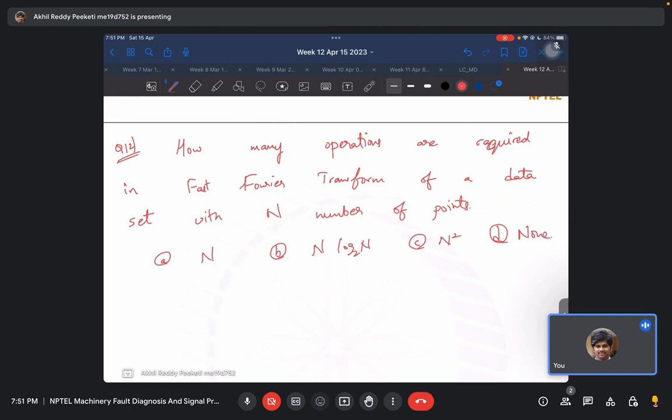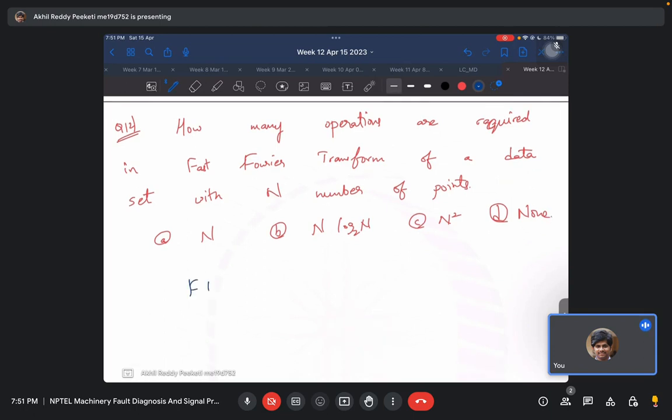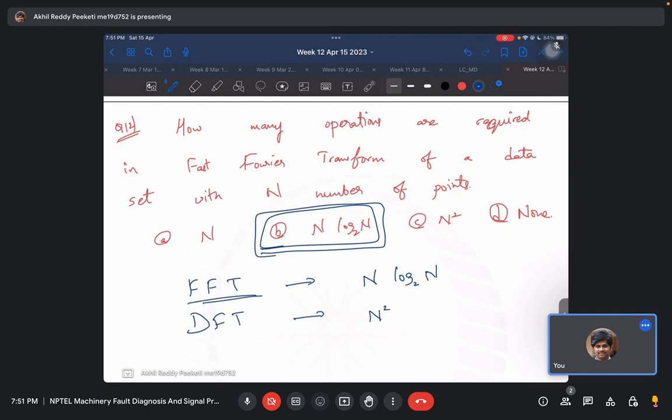So how many operations are needed when you need to do FFT of a data set with n number of data points? When you are doing FFT, you need to only perform n log 2 base number of operations. But if you have DFT, discrete Fourier transform, then you need to do n square. So that's why FFT is faster than the DFT. Okay. How many operations are required in FFT in a data set with n number of points? N log 2 base n log 2.